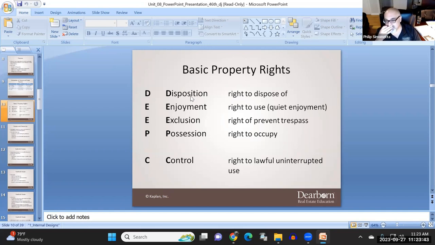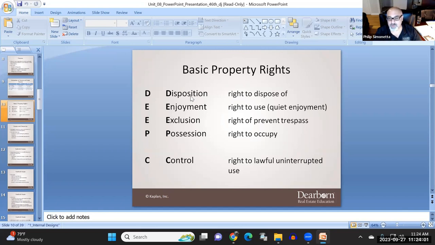And when you own property, you have these basic property rights. So you have disposition, the right to dispose of it. You want to tear it down, you can do that. You have the right of enjoyment, the right to use it. They call that quiet enjoyment. You have the right to use your property.